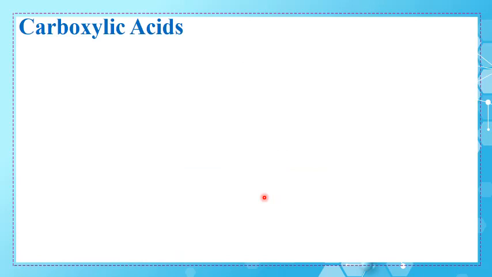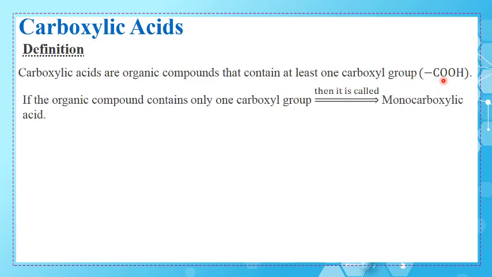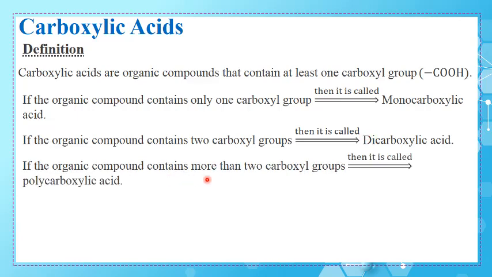We know well from the lesson on functional groups the carboxylic acids. So let's define it. Carboxylic acids are organic compounds that contain at least one carboxylic group. If the organic compound contains only one carboxylic group, it will be called mono-carboxylic acid. If it contains two carboxylic groups, it would be called di-carboxylic acid, because di refers to two. And sometimes some organic compounds contain more than two carboxylic groups. They will be called polycarboxylic acid.